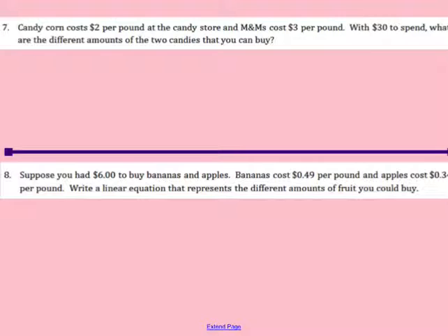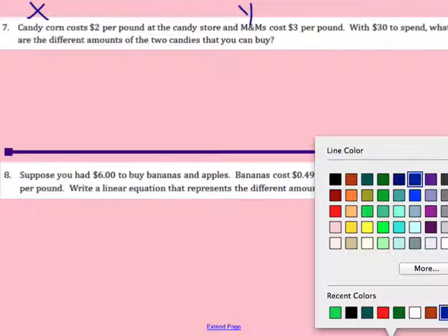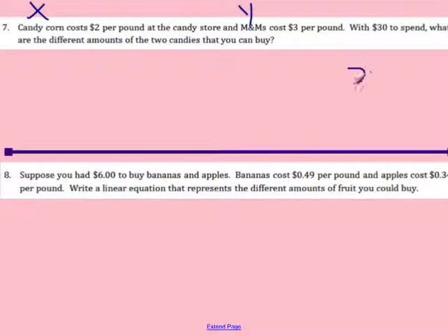So candy corn costs $2 per pound. I'm going to let X represent my candy corn. And M&Ms cost $3 per pound. I'm going to let Y represent that. With $30 to spend, how many different amounts of the two candies can you buy? Once again, we can spend up to $30. We can't spend over $30. Whatever we spend has to be less than $30, but we do have the choice of spending exactly $30. That's what that line underneath the inequality means, that you could spend less than or equal to $30.